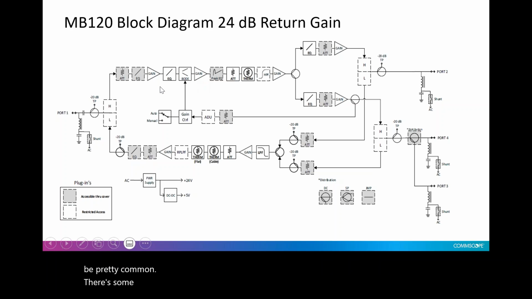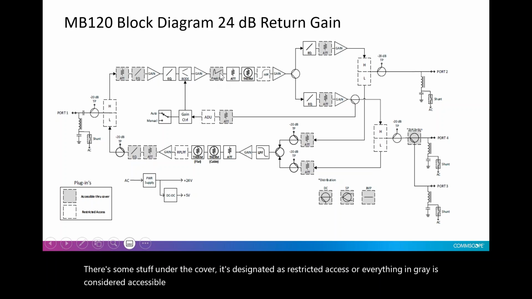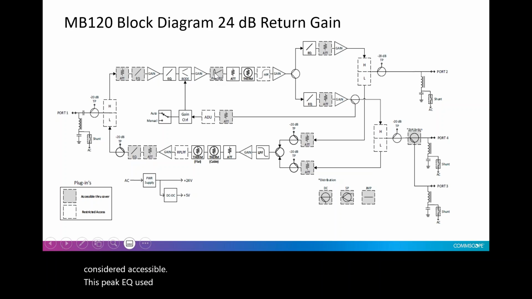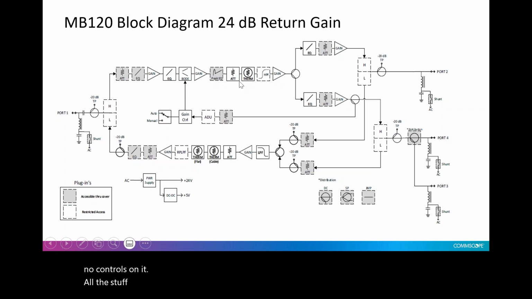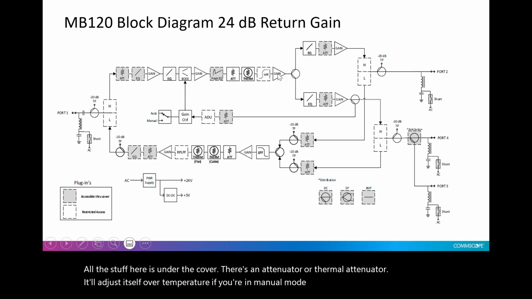There's some stuff under the cover. It's designated as restricted access, or everything in gray is considered accessible. This PEQ used to have some controls on it, but there's a new linear board in there that has no controls on it. All the stuff here is under the cover. There's an attenuator, or thermal attenuator. It'll adjust itself over temperature if you're in manual mode.